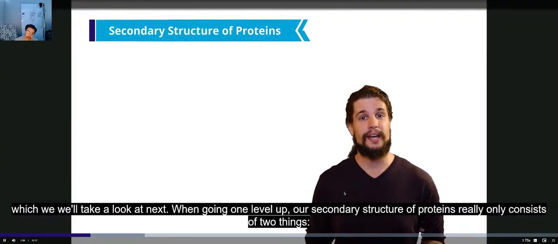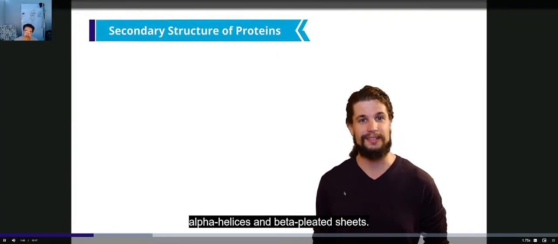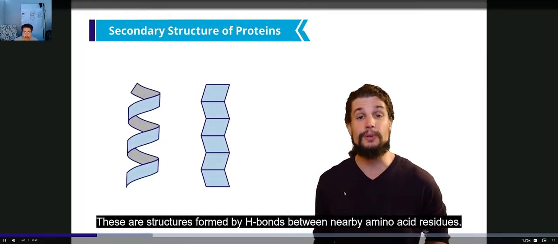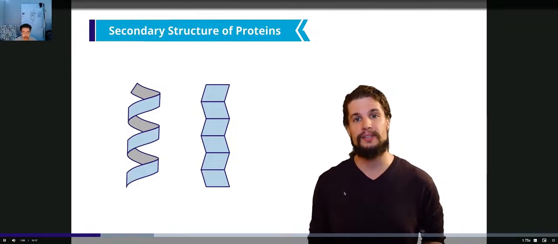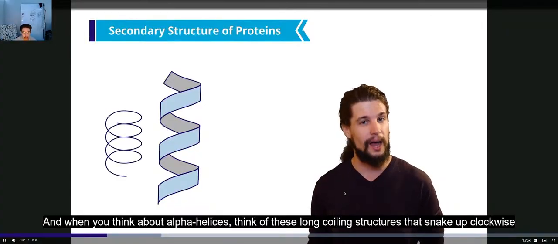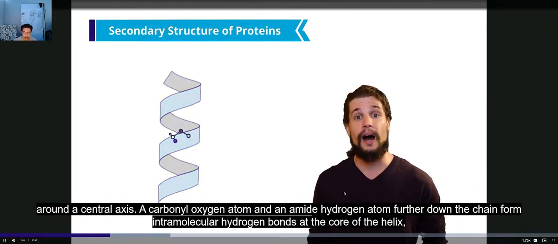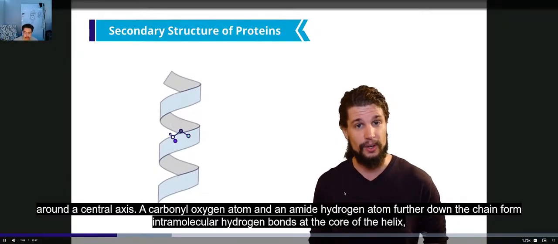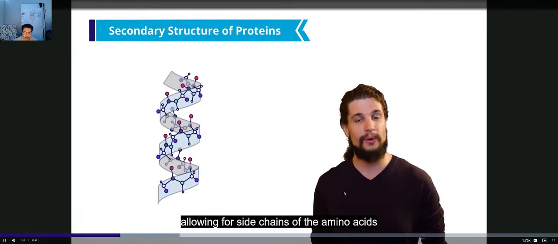When going one level up, our secondary structure of proteins really only consists of 2 things, alpha helices and beta pleated sheets. These are structures formed by H bonds between nearby amino acid residues. And when you think about alpha helices, think of these long coiling structures that snake up clockwise around a central axis. A carbonyl oxygen atom and an amide hydrogen atom further down the chain form intramolecular hydrogen bonds at the core of the helix, allowing for side chains of the amino acids to point outwards.